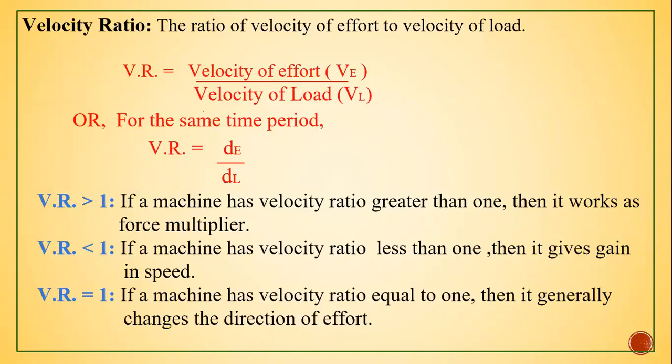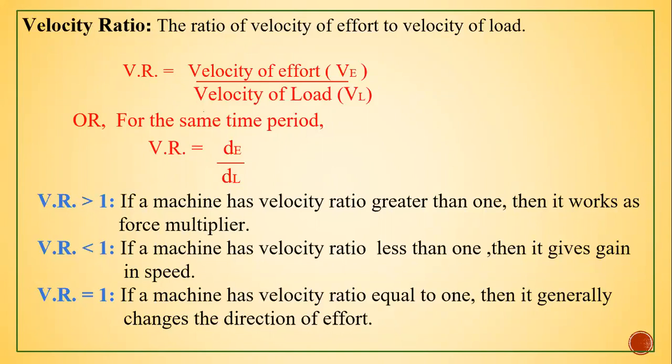Velocity ratio for a machine is fixed. It does not change. It's a fixed quantity for a given machine. And since it is the ratio of two similar quantities, calculating velocity ratio, we do not need a unit. Velocity ratio has no unit, just like mechanical advantage. Mechanical advantage also has no unit.